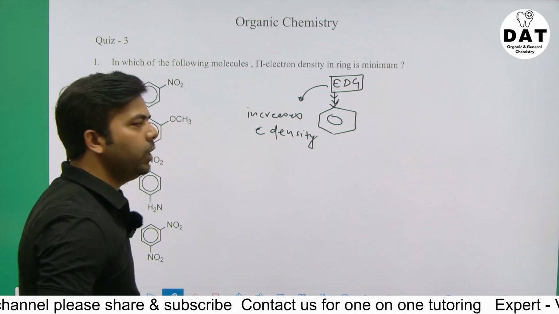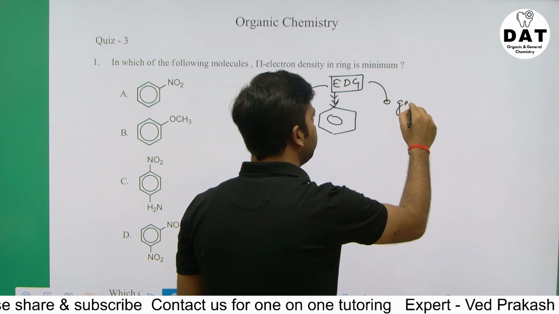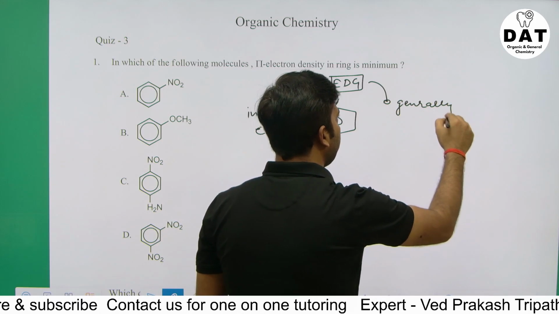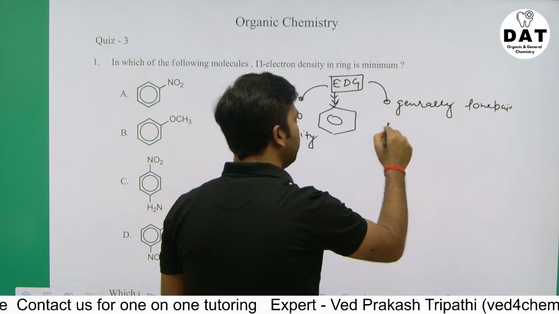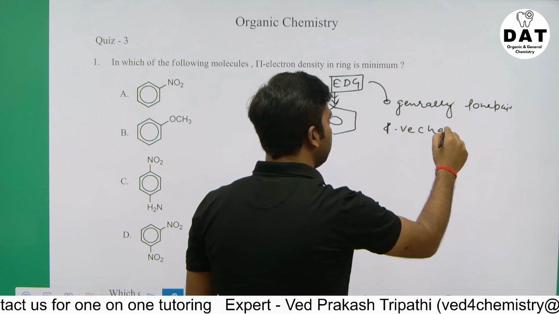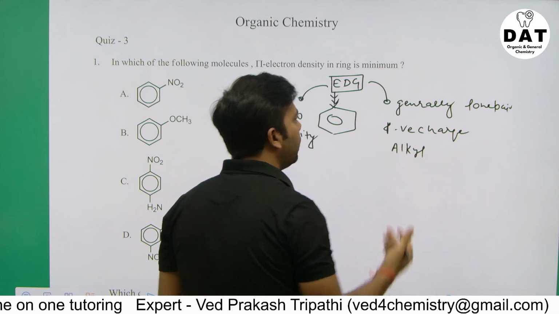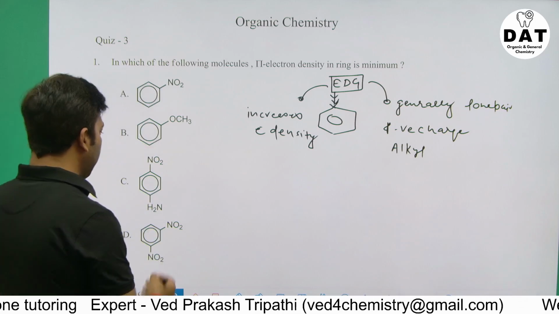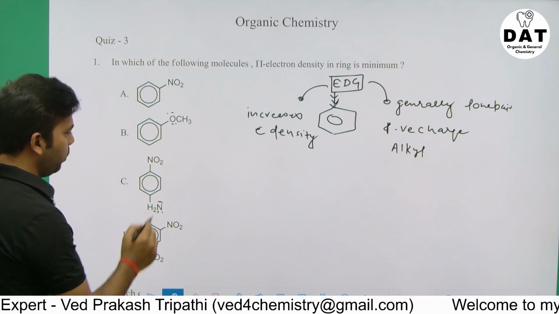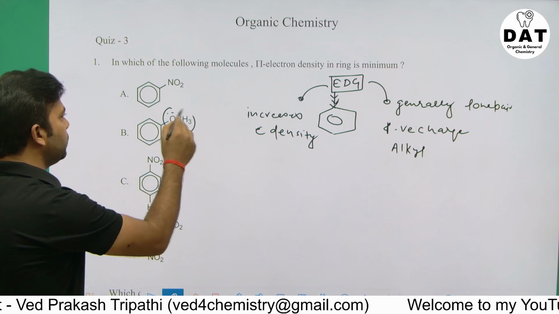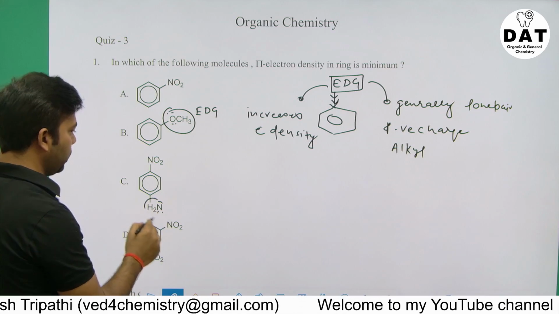What is an electron donating group? Generally, a lone pair, a negative charge, as well as an alkyl group. They are donating ones. Clear? Like here, if you look at this group, this is a lone pair. Here nitrogen has a lone pair, so this is electron donating. This is also electron donating.